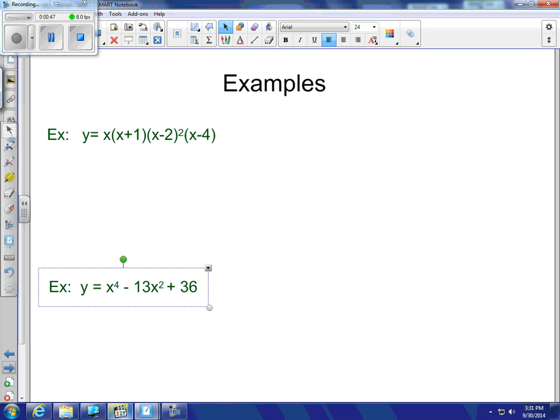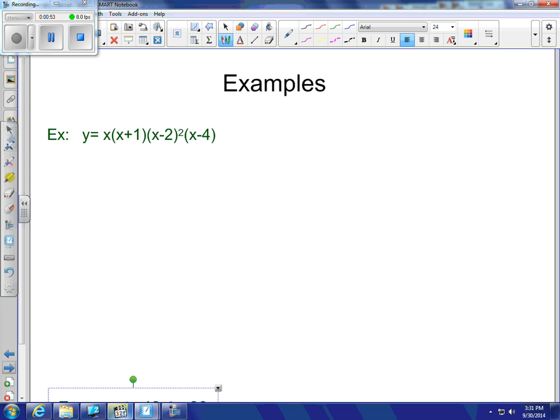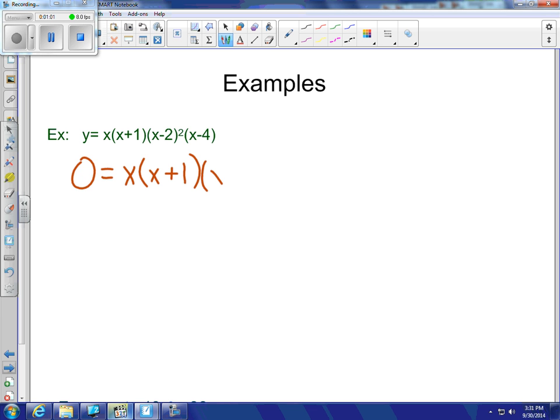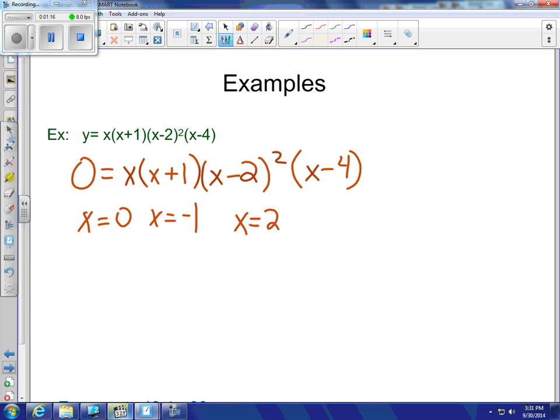So, let's try the first example. Just ignore that one for now. So, find our x-intercepts. Y equals 0. This has pretty much been done for us, right? We have x minus 2 squared, x minus 4. So we have x equals 0, x equals -1, x equals 2, right? Because it's just splitting it up. You have x minus 2, x minus 2, and you get x equals 2 both times. Then x equals 4, okay? So we have all our x-intercepts right here.